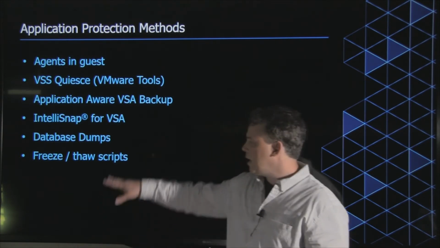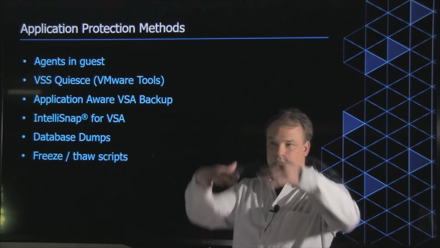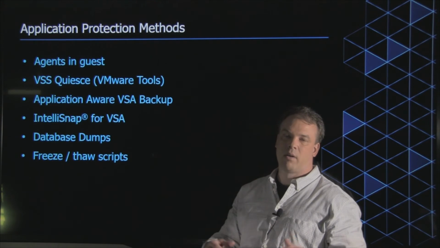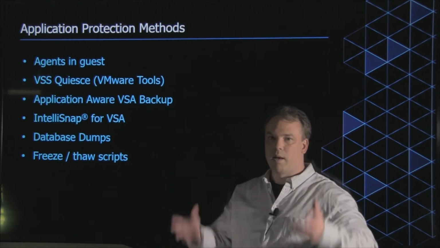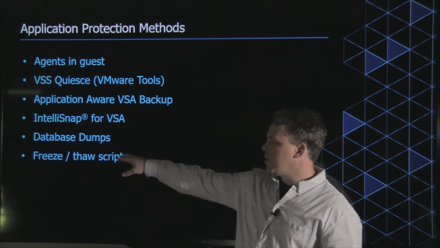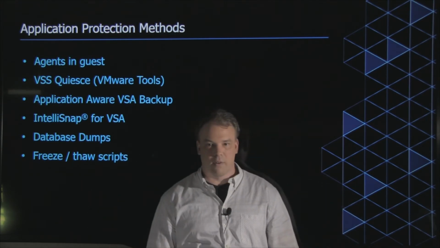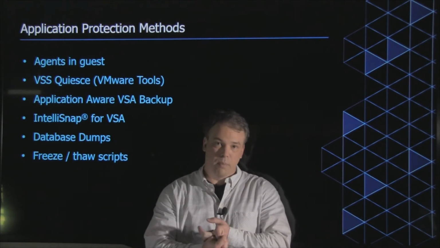In that particular case, you could use freeze-thaw scripts, where for freeze, I'm going to bring the application down, and then I'm going to go ahead and do the backups, and then I'll bring it back online once the backup is done. And there's a couple of ways that you can do this with Commvault software. Number one, you could use pre-post processes.